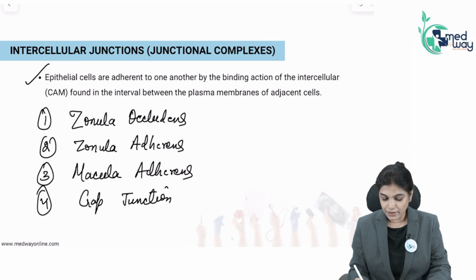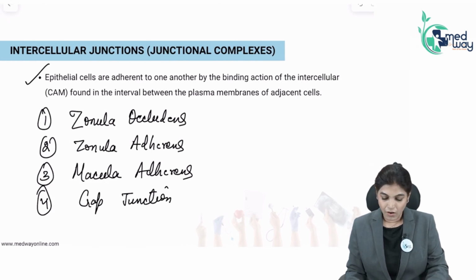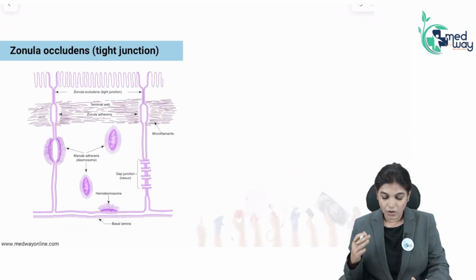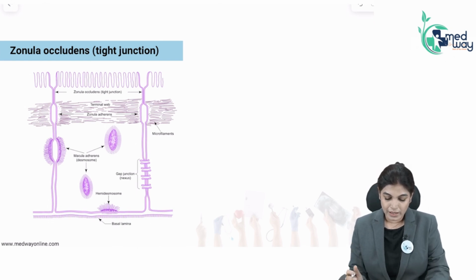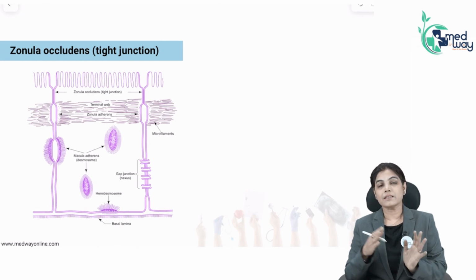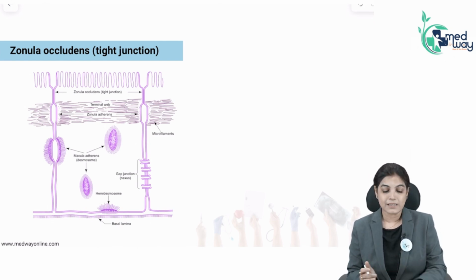So, it is important that we should know the details of each of these individually, that is, intercellular junctions and junctional complexes. Now, I will talk about each variety, starting with Zonula occludens, that is the tight junction. Occludens means there is no space or gap in between the epithelial cells.